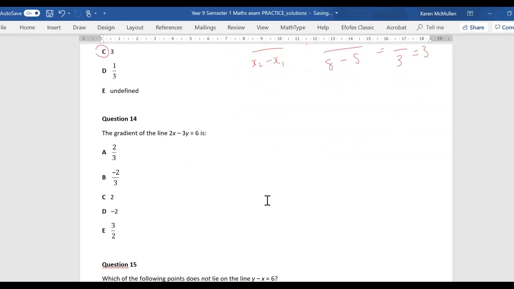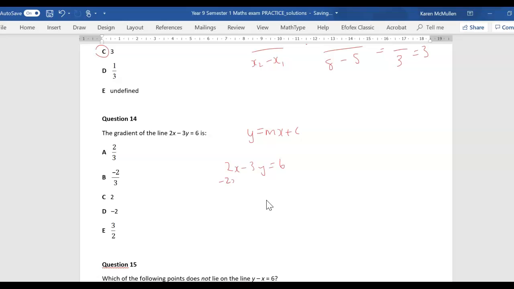All right, question 14, the gradient of the line 2x minus 3y equals 6. You can't just assume that the number in front of the x is your gradient. We can only do it when it's in the form y equals mx plus c. This equation, 2x minus 3y equals 6, isn't in that form, so we've got to rearrange it.